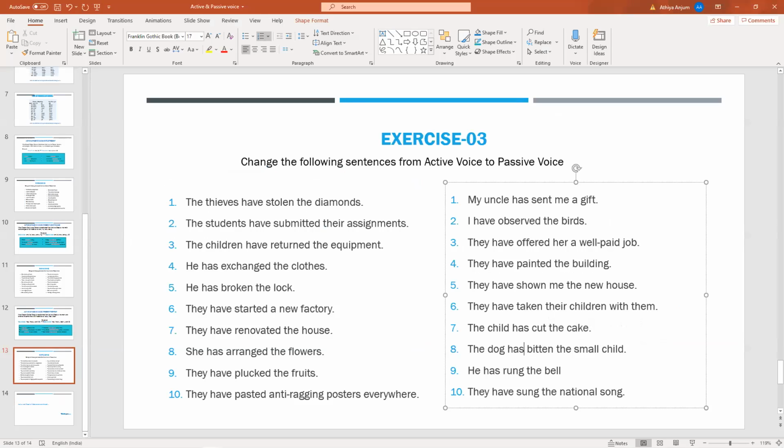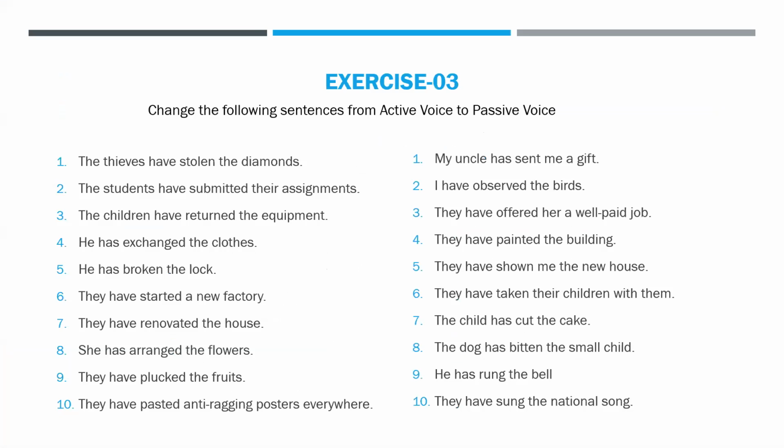So the dog has bitten the small child. He has rung the bell. They have sung the national song. Okay. So this is what you will be transforming from active to passive voice. So all these sentences, they are in which tense? The verb is in present perfect tense. All right. So transform them, and we'll continue with the active and passive voice in the next class also. Right. Thank you.